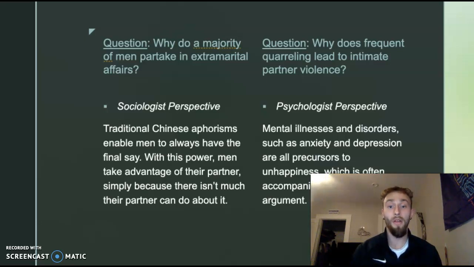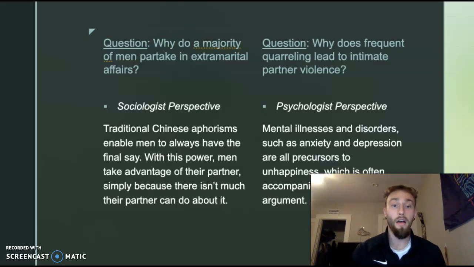And with this power, men often take advantage of their partner simply because there isn't much that their partner can do about it. And even if the woman does try to speak out, reach out, or get help, they're likely not going to be taken seriously. So this is just the external way that the Chinese culture functions that really sparks men or enables them to treat their counterparts this way.